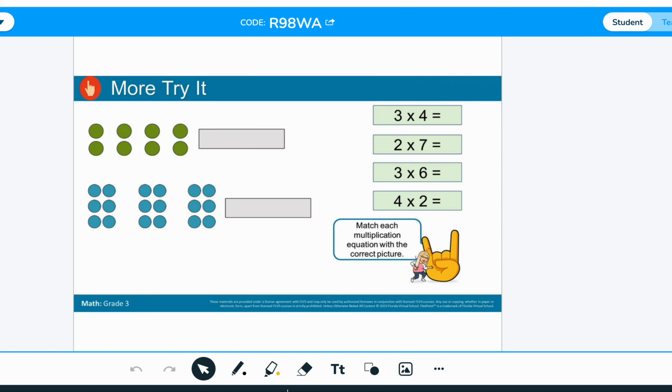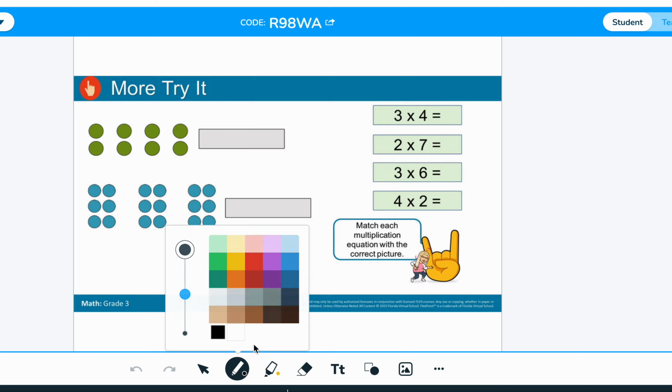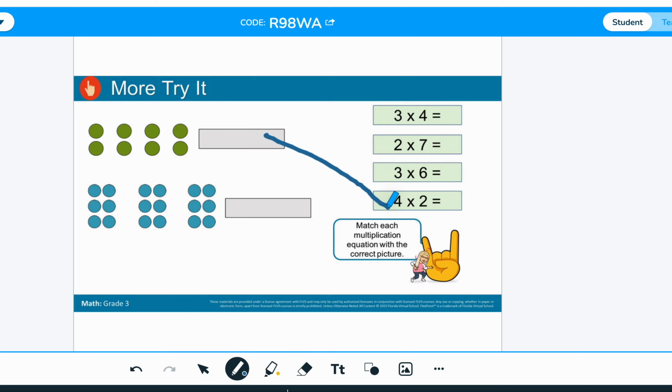Okay, let's try another. Okay, I'd like you to go ahead and try to match this one here. You got this. All right, hopefully you got 4 groups of the number 2 and then 6 groups of the number 3, so 3 groups of 6.